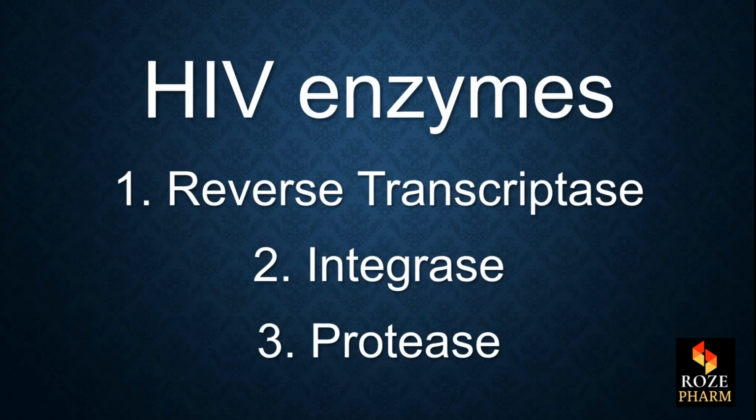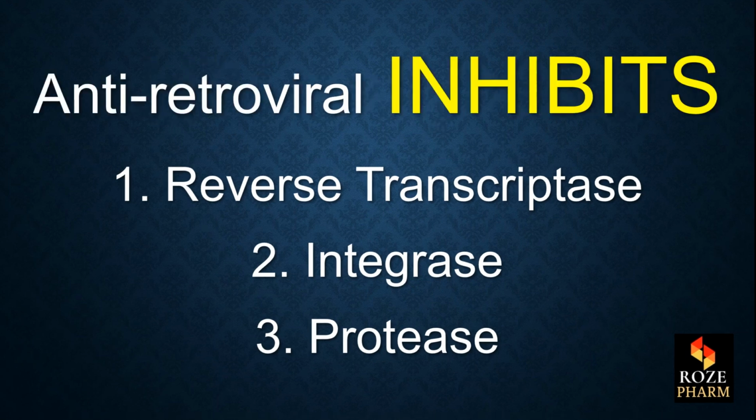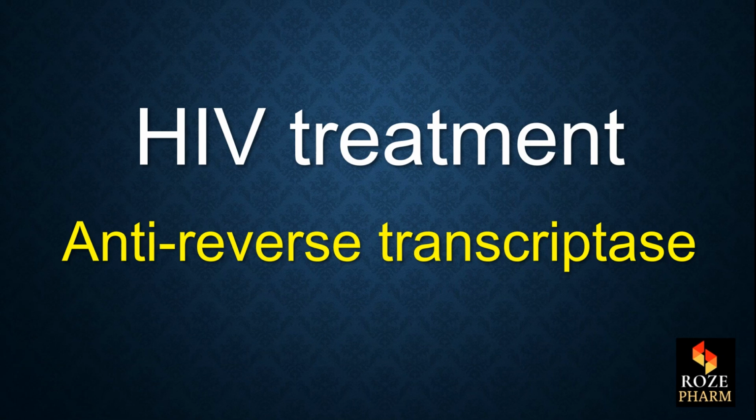Let's check out the three enzymes that HIV has. First one is reverse transcriptase, second integrase, third one is protease. So humans have made medicines. Antiretrovirals inhibit each of these enzymes. Let's check out the first one, anti-reverse transcriptase, NRTI or NNRTI.